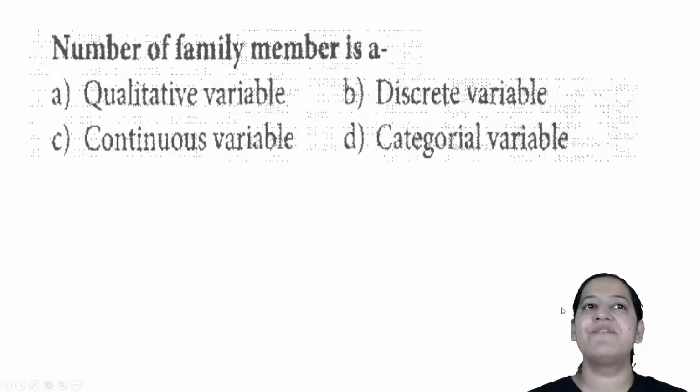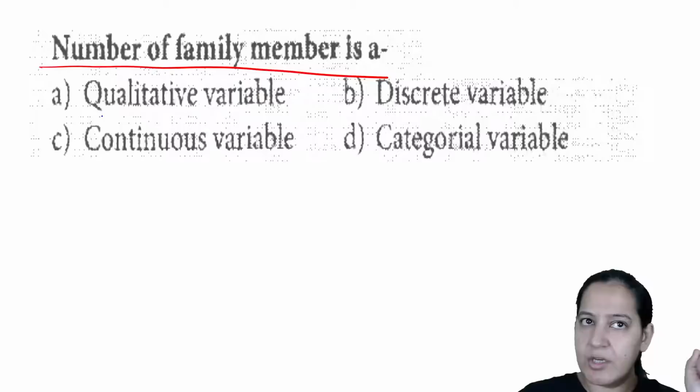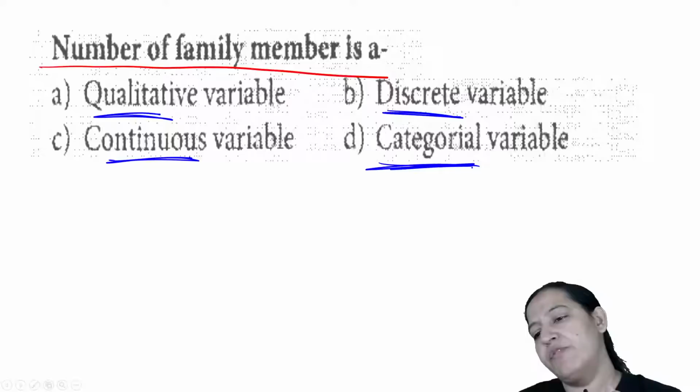So what is the number of family members? Which type of data is it? The four options are in front of you. Whether it is a qualitative data, a discrete data, a continuous data, or a categorical data. Who will tell me A, B, C, D, what is the correct answer? Very beautiful question. Easy, beautiful, a tricky one.